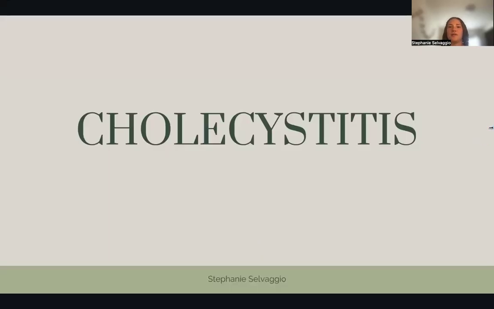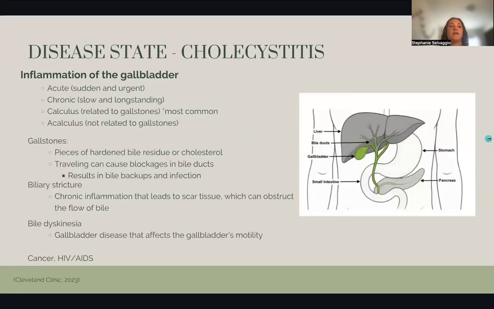Okay, today I'll be talking about cholecystitis. Cholecystitis is inflammation of the gallbladder. There's four different types. There's acute, chronic, calculous, and acalculous. Calculous is related to gallstones. Acalculous is not related to gallstones. Calculous is the most common type.